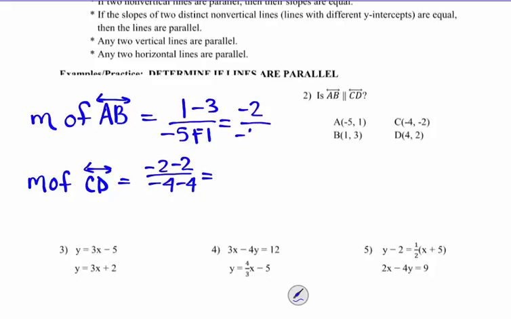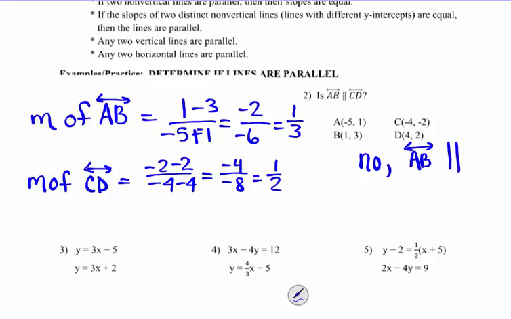The slope of CD is -2 minus 2 over -4 minus 4. -2 minus 2 is -4. -4 minus 4 is -8. That reduces to 1/2. 1/3 is not equal to 1/2. They do not have the same slope, so they are not parallel. I'm just going to put a slash through my parallel symbol to show that line AB is not parallel to line CD.